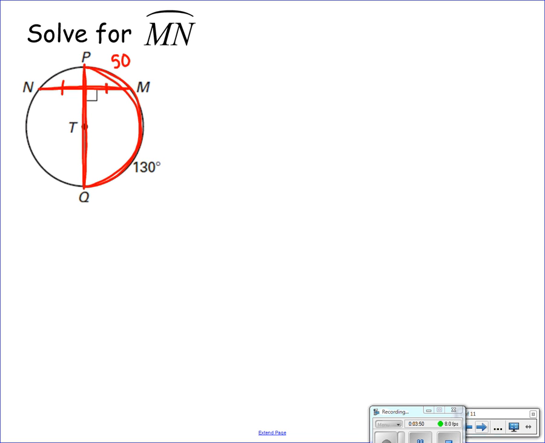Now, if a diameter is perpendicular to a chord, it bisects the chord, but it also cuts into two congruent arcs. So arc PM is equal to arc NP. So that's also 50 degrees. So arc MN, and that's the minor arc because we have two, we're just listing it by two letters, is going to be equal to 100 degrees.